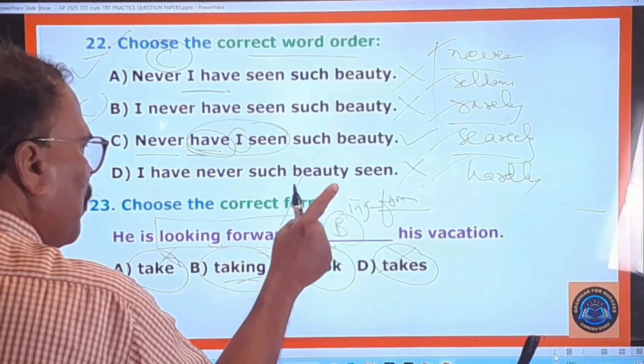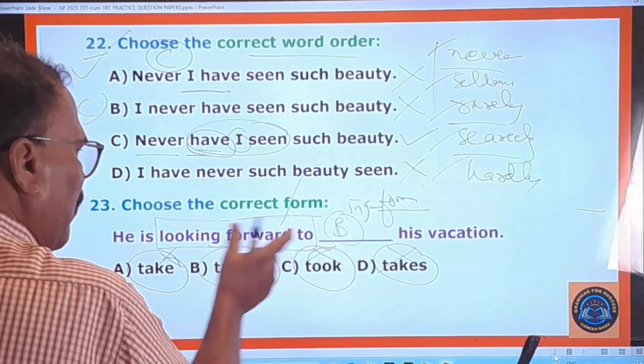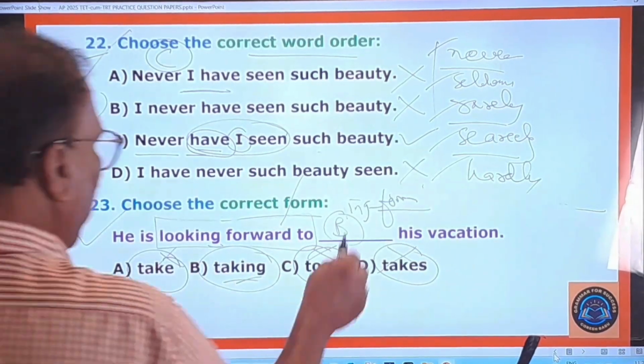After look forward to, always use only the ing form verb. This is a very important aspect, and therefore B is only your answer.